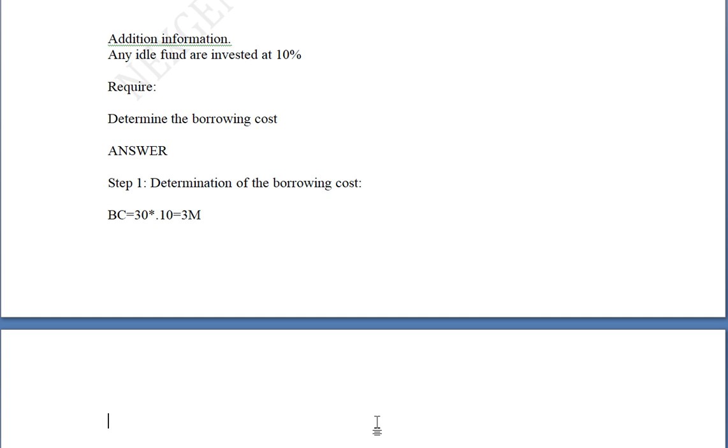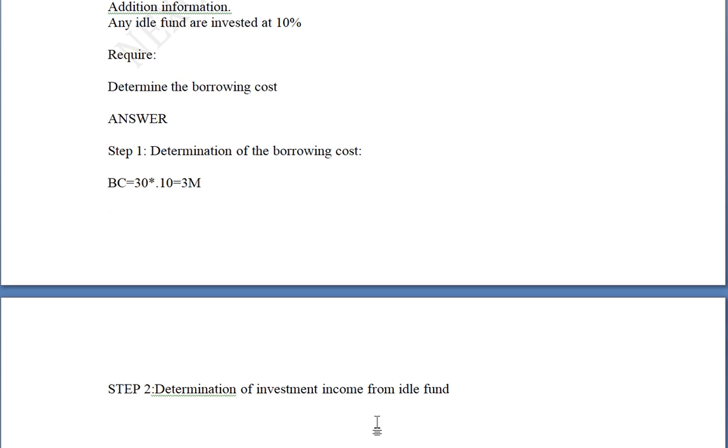So now you have determined this. But they said that any idle fund not utilized will be invested at 10%. This idle fund that is not utilized, you are going to determine whatever amount it is and then remove it from the borrowing cost, as it were. So now let's determine step 2, determination of investment income from idle fund.